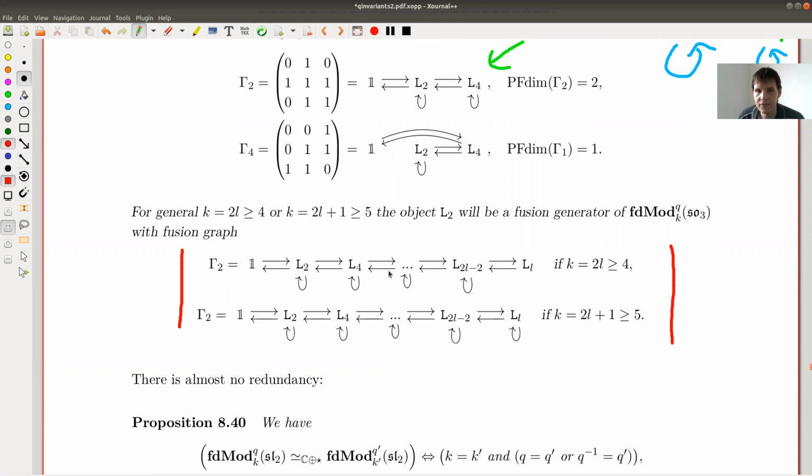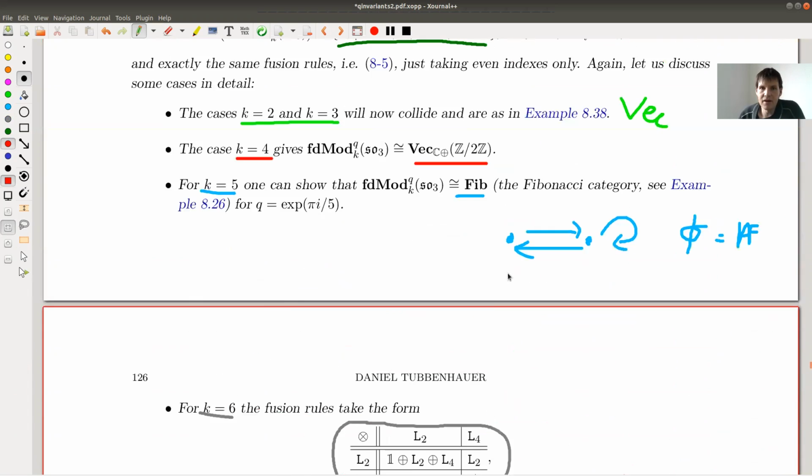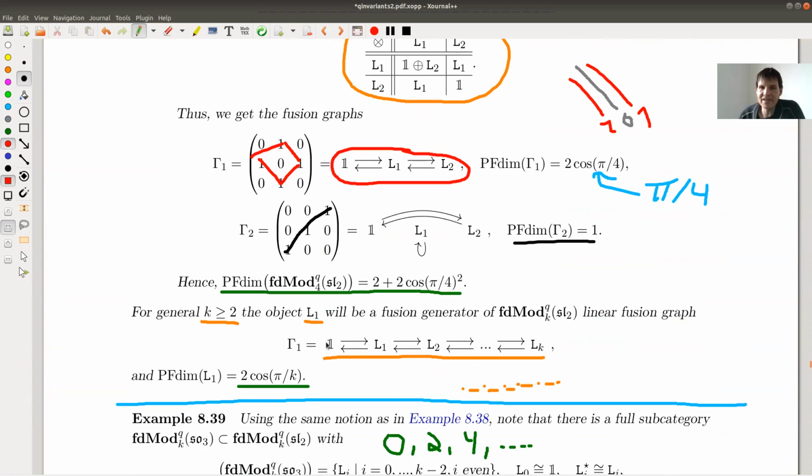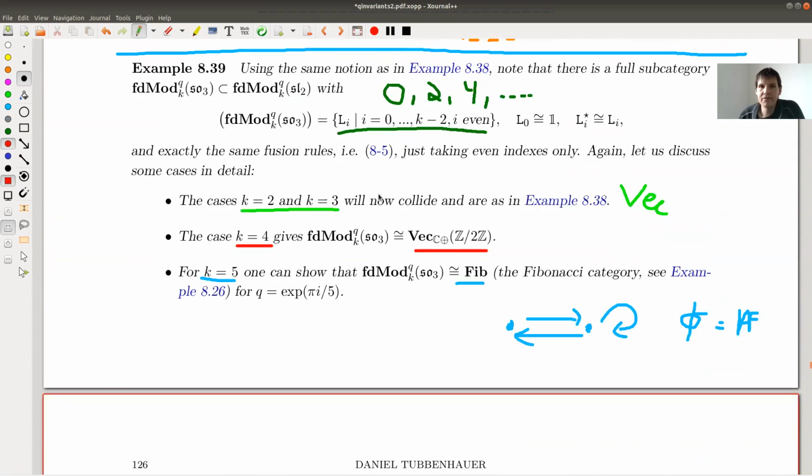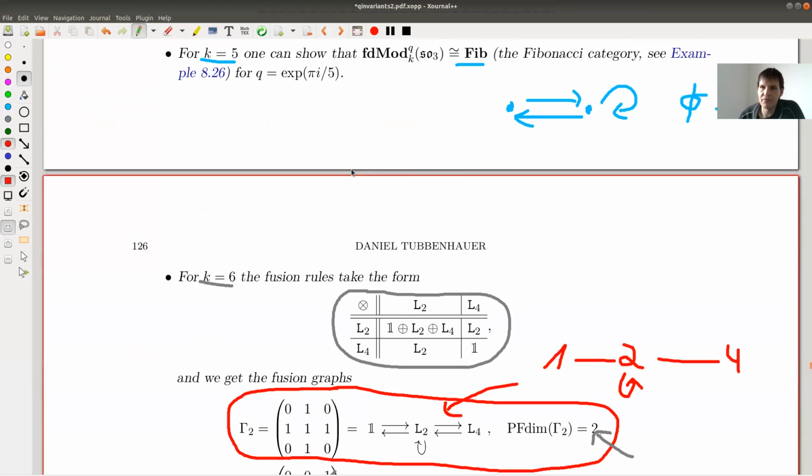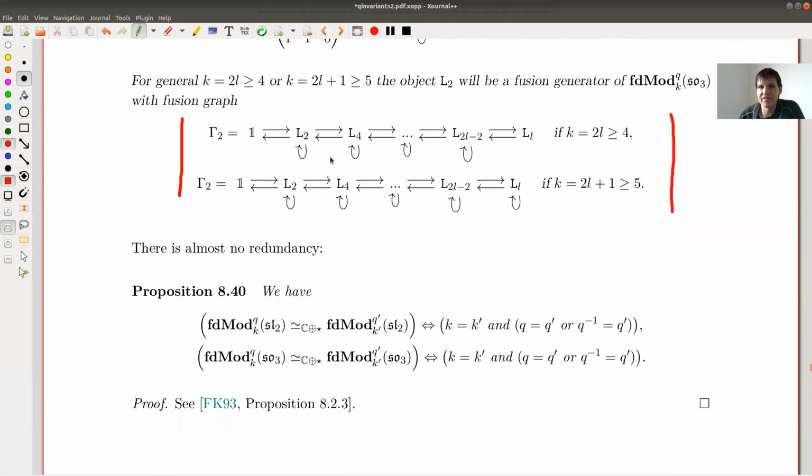Right? It's a line, you have loops, and depending on whether it's even or odd, you have a loop at the end or not. And this is quite a huge family of those things. So for SL2, you basically have a generator, which is a line. For this even part, the SO3, you basically have a generator, which is a line with loops.